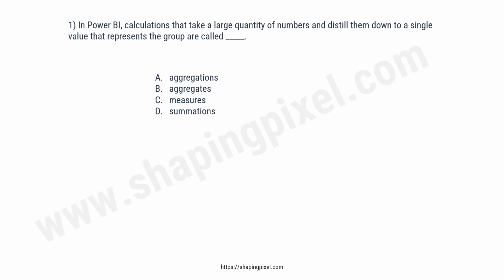Question number 1. In Power BI, calculations that take a large quantity of numbers and distill them down to a single value that represents the group are called, and we have four options. Option A, aggregations. Option B, aggregates. Option C, measures. And option D, summations. The right answer here is option A, aggregations.